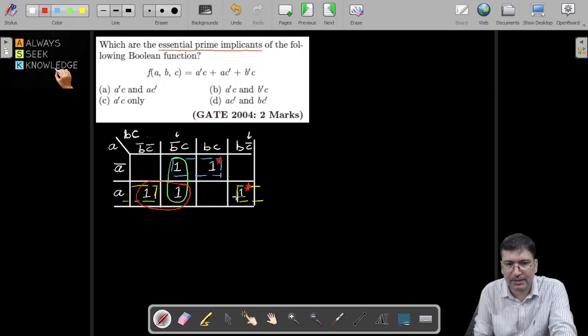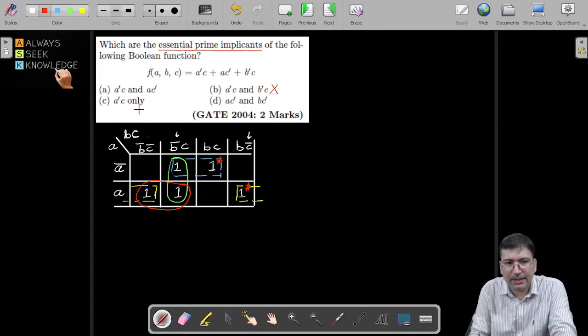is present here as well as here. So in this also there is one 1 present, which is giving you essential prime implicant, right? If you validate, A bar C is giving you essential prime implicant, but if you talk about B bar C, it is not the essential prime implicant, right? Because these two ones are having two possible pairings. So this statement, I'm saying this is not valid.